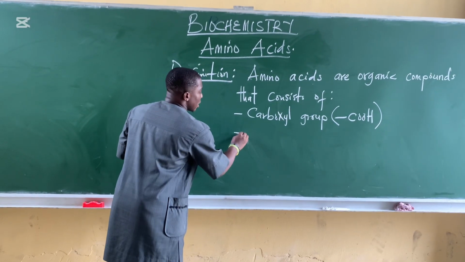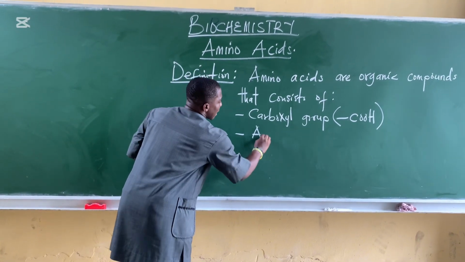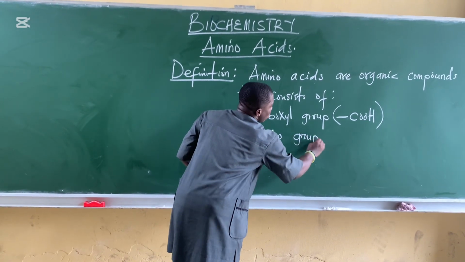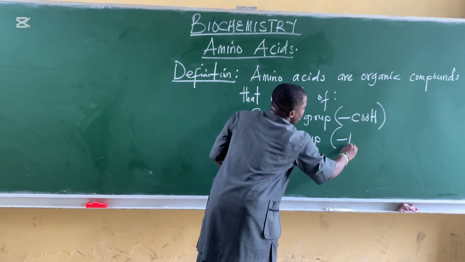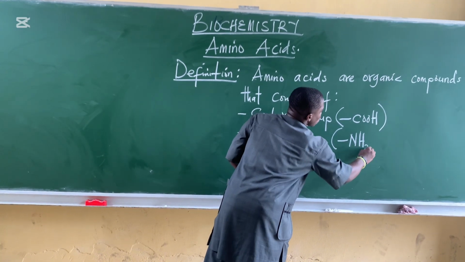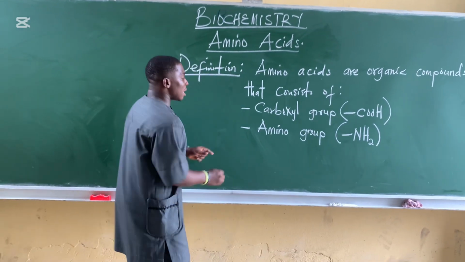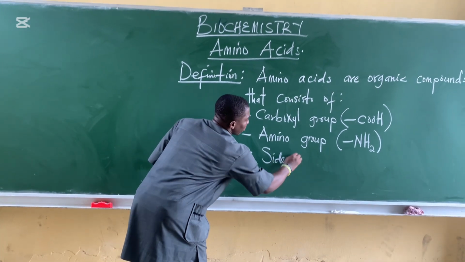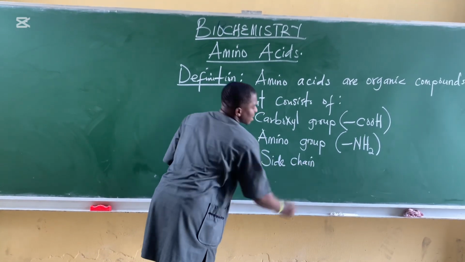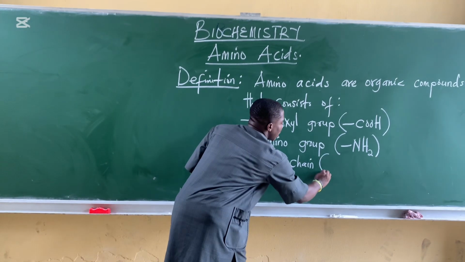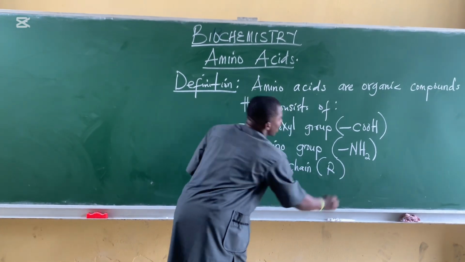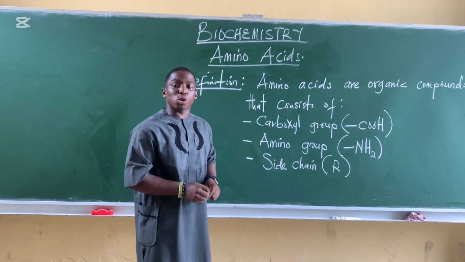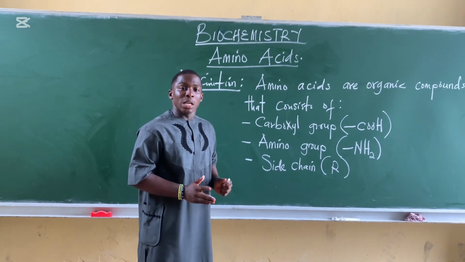The next, they consist of an amino group, and an amino group is represented with NH2. And the last, they consist of a side chain. This side chain is always an alkyl group. So, let's look at the general structure of amino acids.